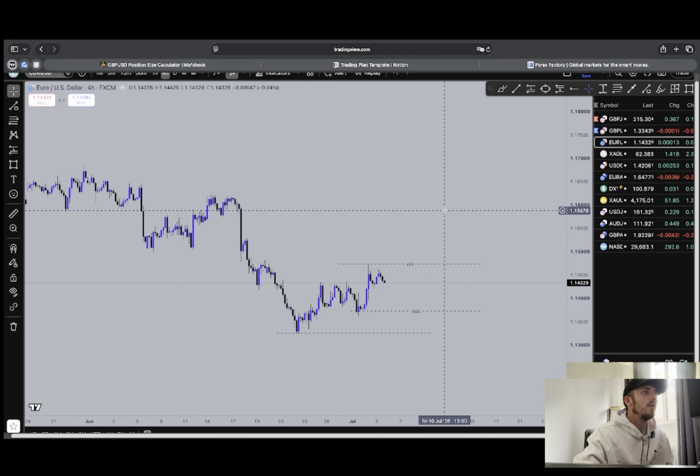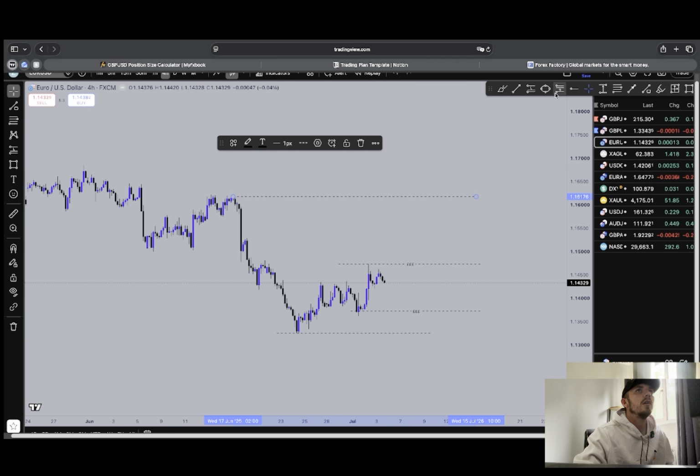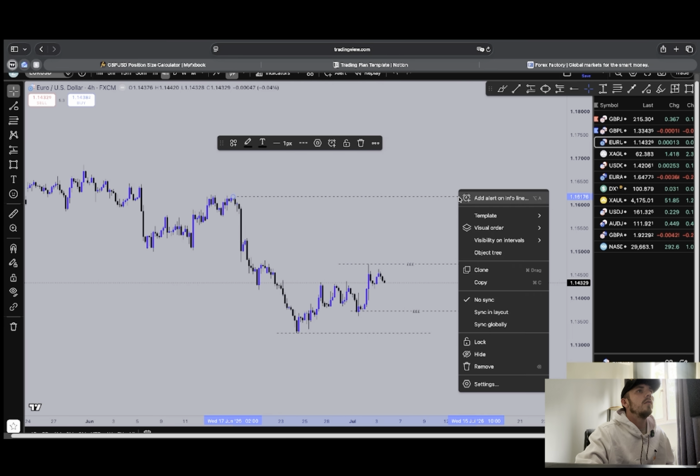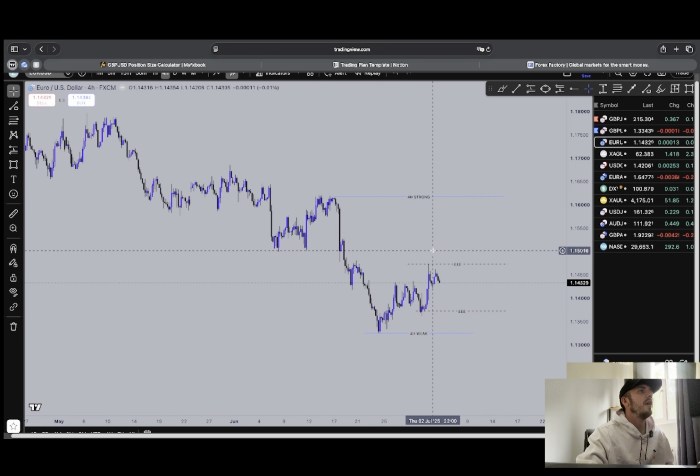Most recent low after breaking structure. Most recent high created breaker structure. 4 hour strong, 4 hour weak because it's bearish.